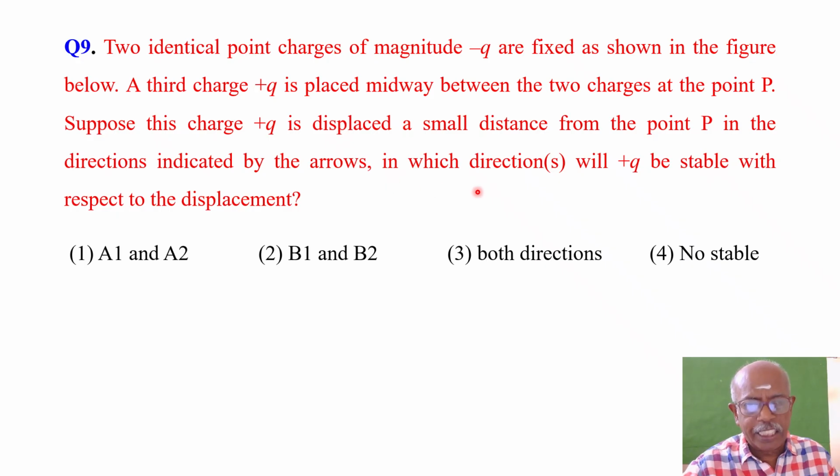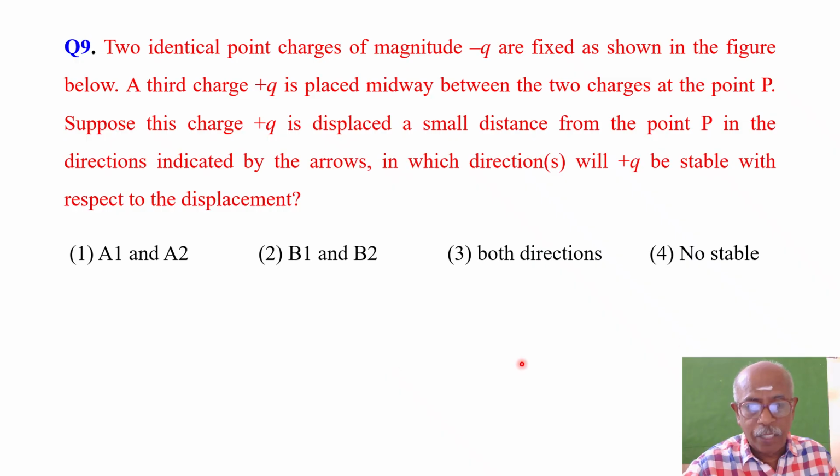In which directions will plus q be stable with respect to the displacement? Option 1, points A1 and A2. Option 2, B1 and B2. The points are in the next slide. Option 3, in both directions, not stable. It means at no point will the charge be stable with respect to displacement. So which one is the right answer?